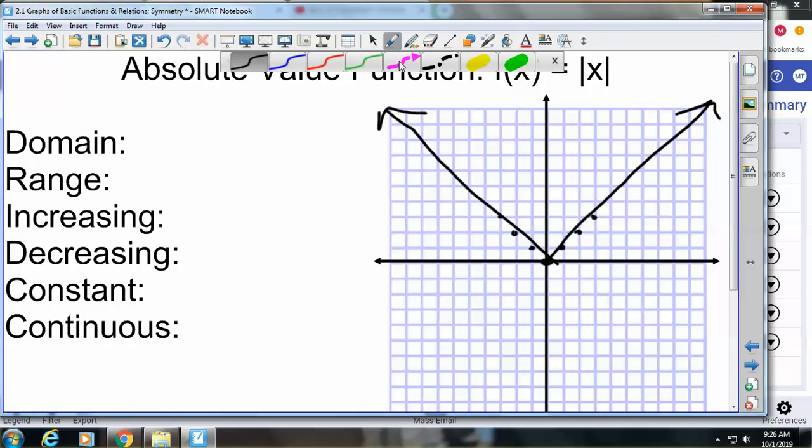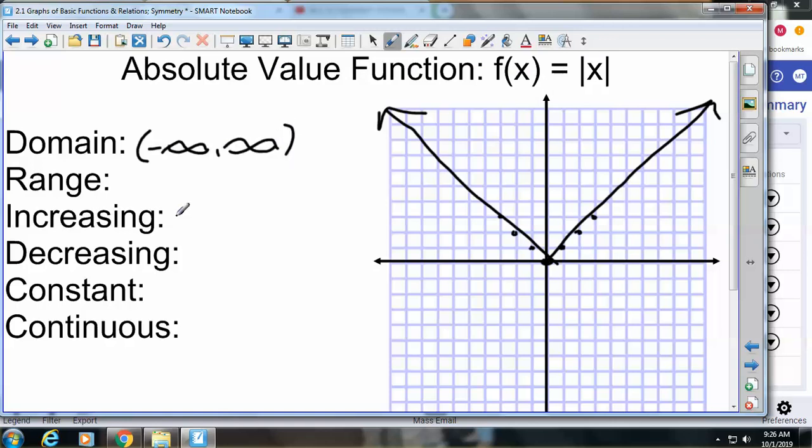Domain? Range? Oh, just kidding. No. Wait, 0. Yeah. Do we hit any negative values? No, we just start at 0 and go up. So bracket 0, comma infinity. I was wrong. Okay. So this first section of my graph, what is it doing?